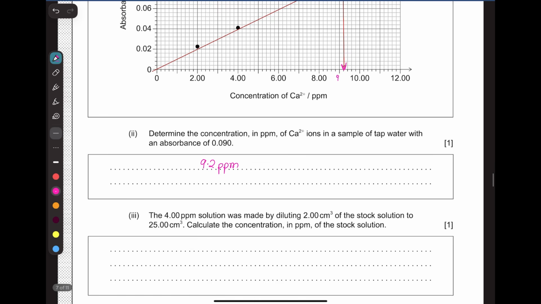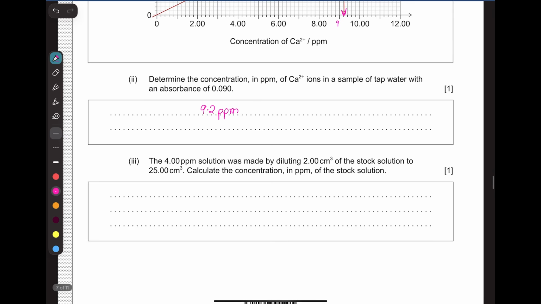Done. A 4 ppm solution was made by diluting 2 centimeter cube solution concentration. So you can use the C1V1 formula. C1V1 equals C2V2, the dilution formula. Concentration 1 would be 4.00 ppm. Volume 1, 2 centimeter cube of the solution made up to 25 centimeter cube. This was made using 2 centimeter cube and the final volume is 25.00 centimeter cube.